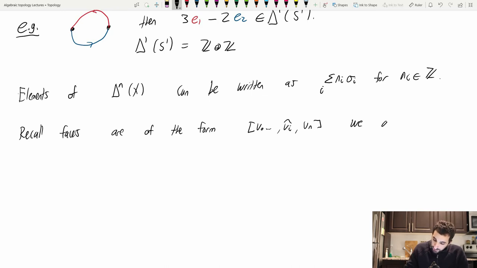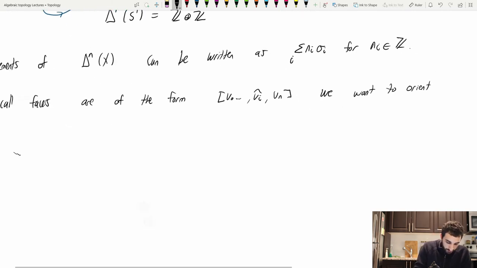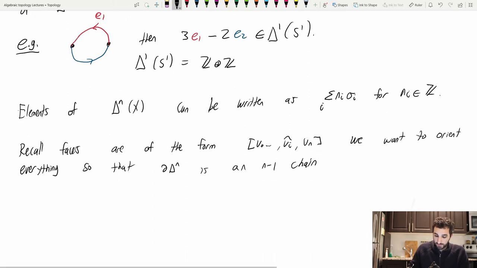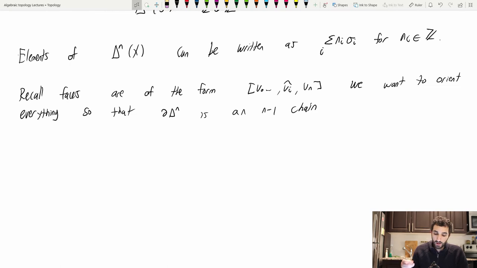We want to orient everything so that the boundary of delta n is an n minus 1 chain. So it's going to be sums and differences of n minus 1 simplices. How should we do this? Well, let's go by example.